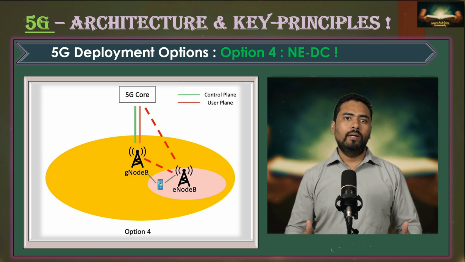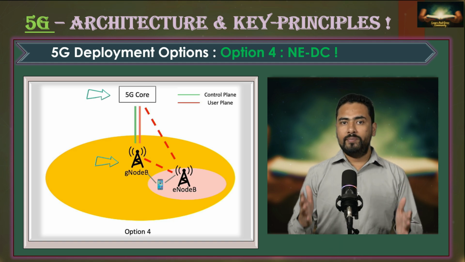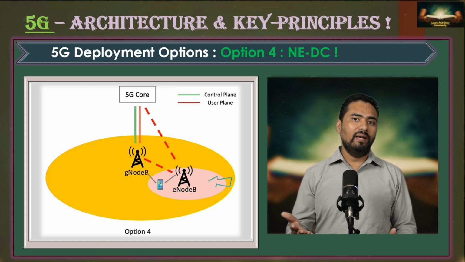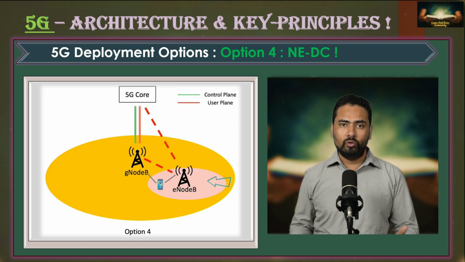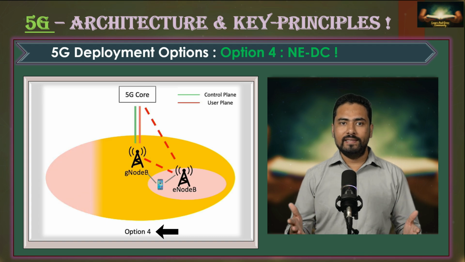In the later stages of 5G, when NR gets full coverage or wider coverage than the LTE coverage, then NR can be used as the primary radio access technology, connected to the 5G core. And then LTE will act as a secondary radio access technology. This setup is known as option 4, or NEDC.